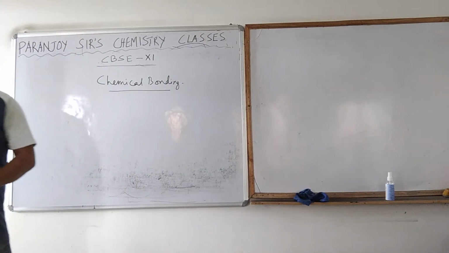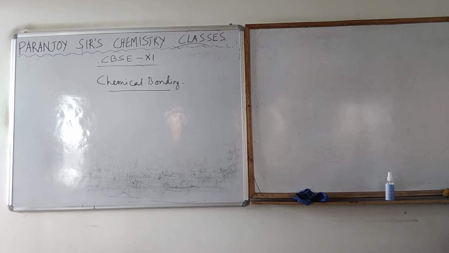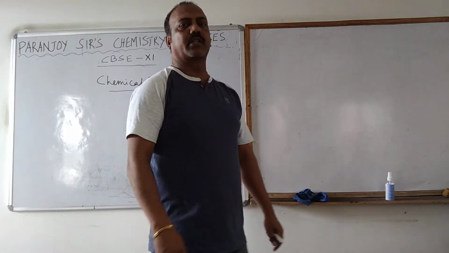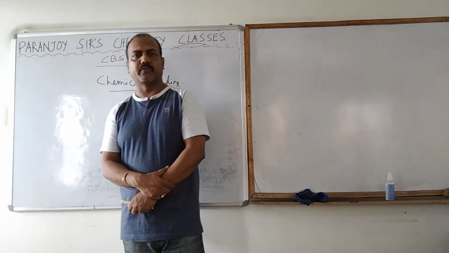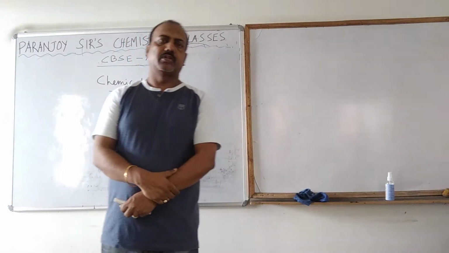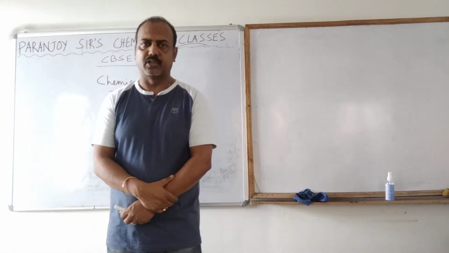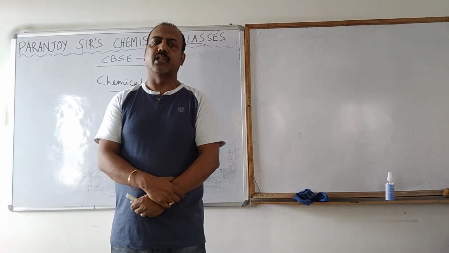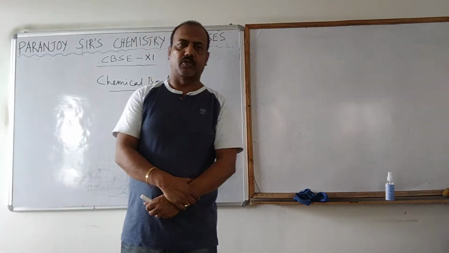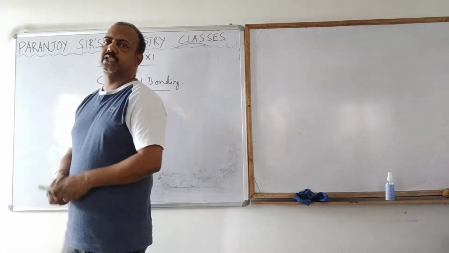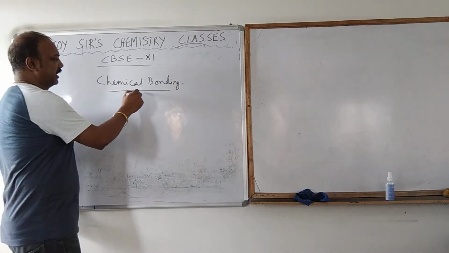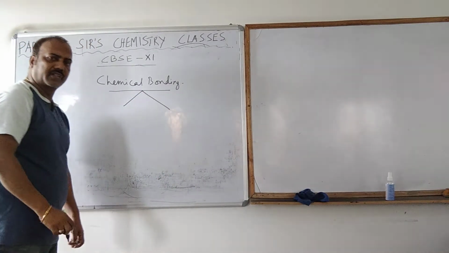Now, first of all, we must understand what is chemical bonding. What is a chemical bond? It's a kind of force of attraction between the atoms that is involved in the formation of a molecule. Whatever is the nature of the force of attraction between the atoms present in a molecule is called chemical bonding. Okay. Now, this chemical bonding can be broadly classified in two different types.